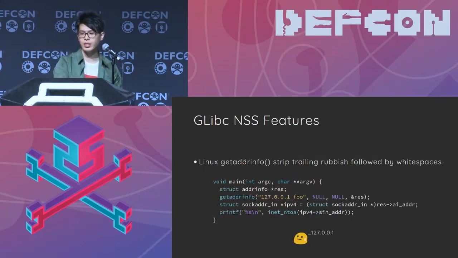The next feature is about the Linux getaddrinfo. getaddrinfo will strip trailing rubbish that follows a valid IP format and a whitespace. You can also see the C program. The domain 127.0.0.1 space FOO is valid and returns 127.0.0.1.